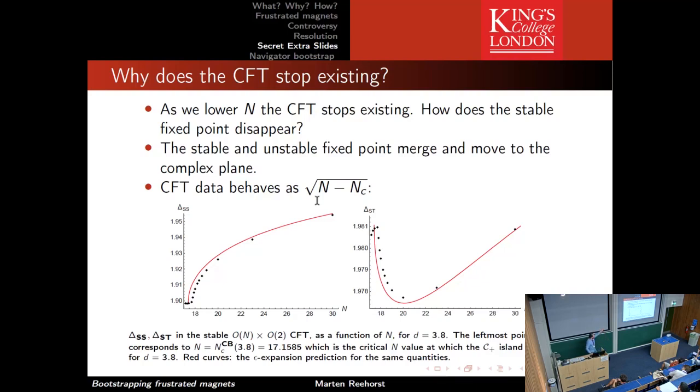And so you can look at some data, and again, it's not the most important what the data is, but the important thing is that we see very strong evidence of this square root behavior. So not only do we explain that this CFT stops existing, we also find strong evidence that the way in which it stops existing is this merger and annihilation scenario.